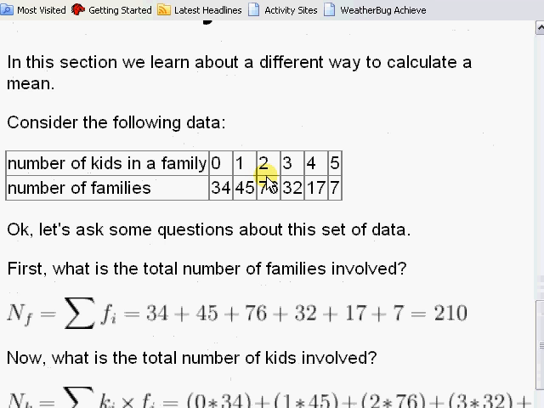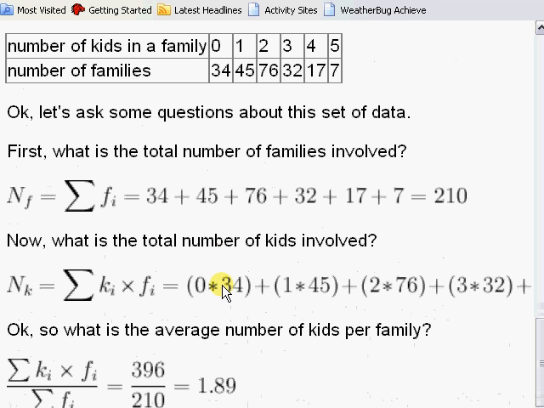Let's consider data about families with various numbers of kids. Let's say there are 34 families that have no kids, 45 families that have 1 kid, 76 families that have 2 kids, all the way up to 7 families that have 5 kids. I just made these numbers up. Okay, so let's ask some questions.